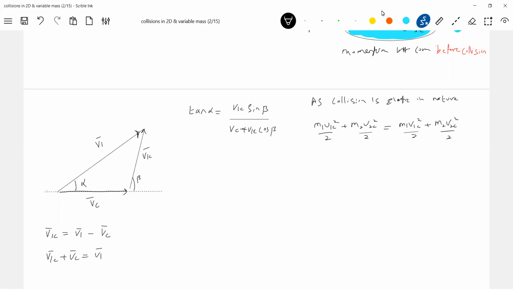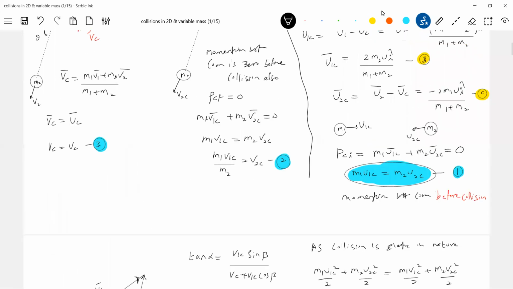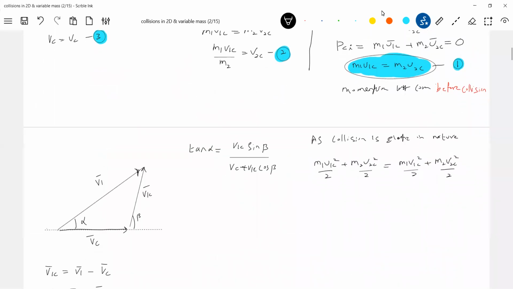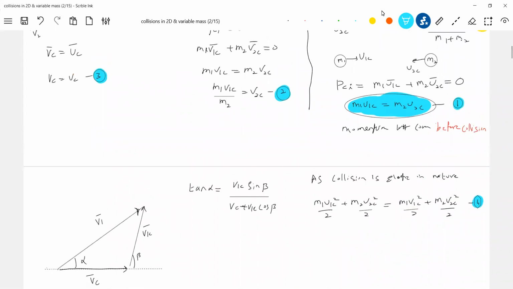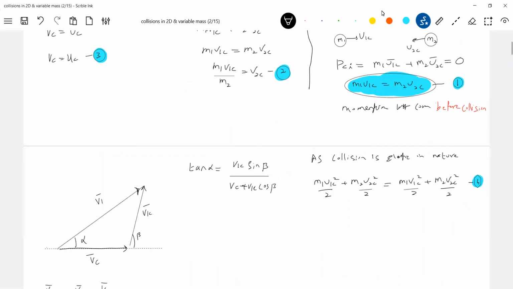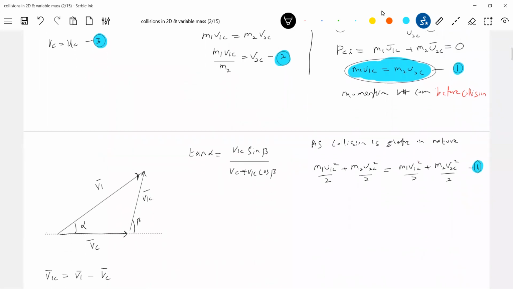So now let me see, what are the equations? 1, 2, 3. Let me call this equation 4. Now what we are trying to do is obtain some relationship between V1C and VC. VC, I can write it as UC. A little bit symbols. We'll keep this much in hand.